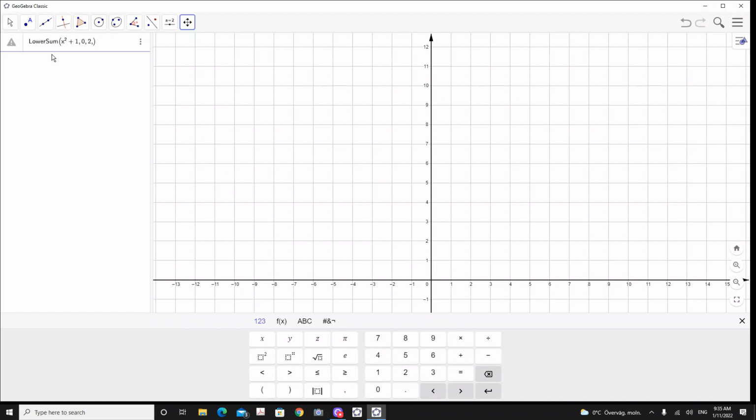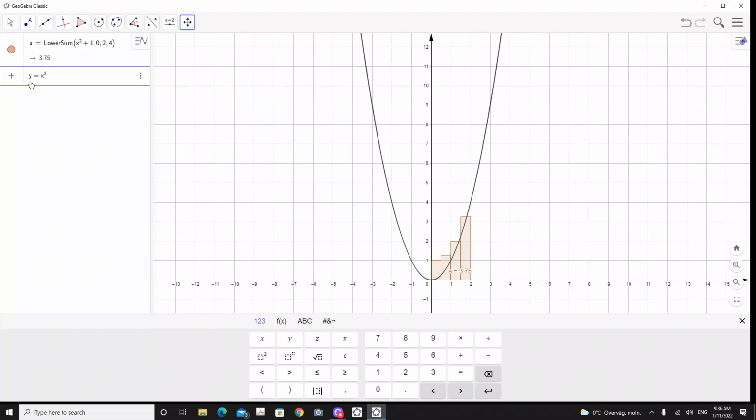And then let us calculate, for example, with 4 rectangles. So you see that I have it here. And let me also draw the graph of y equals x squared plus 1 for you. So this is the value that I get, and this is 15 over 4. Do you remember 15 over 4? We got it for 4 rectangles. So this number that you see here on GeoGebra is the sum of the areas of these rectangles. Is that understandable?